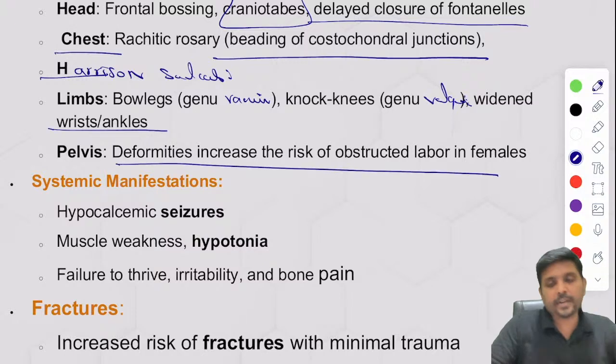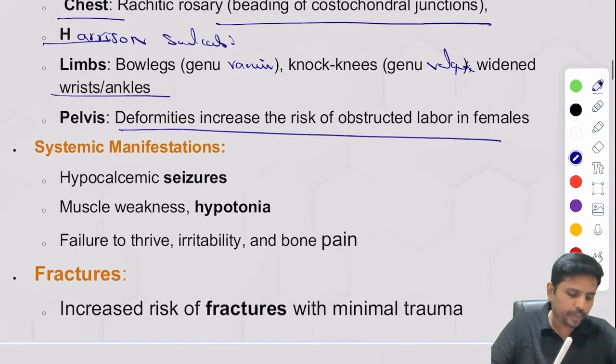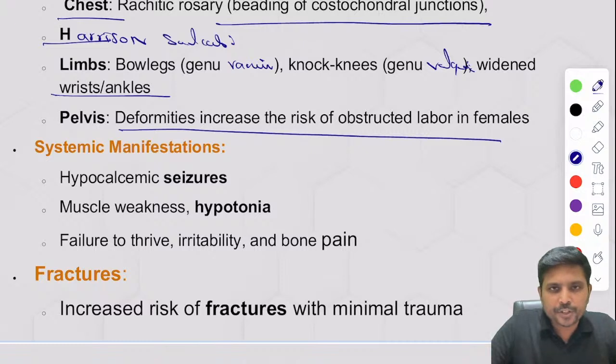Deformity increases whenever any pregnant lady is deficient of vitamin D. There will be deformability of the pelvic outlet leading to difficult or obstructed labor. Another manifestation in children is what is this?